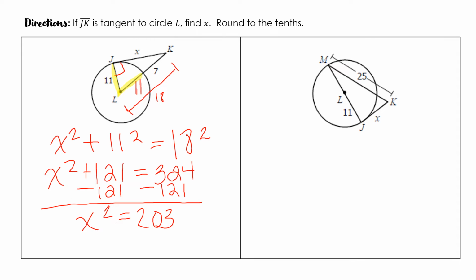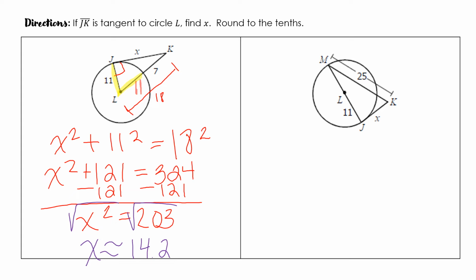Depending on your calculator, if you're using Desmos or a TI-36X Pro, it's very possible that you're going to get a square root value when you plug it in, but you can turn it to a decimal. So to get rid of that square, we need to square root both sides, and the square root of 203 is approximately 14.2. This is not going to be degrees because this is the length of a segment.